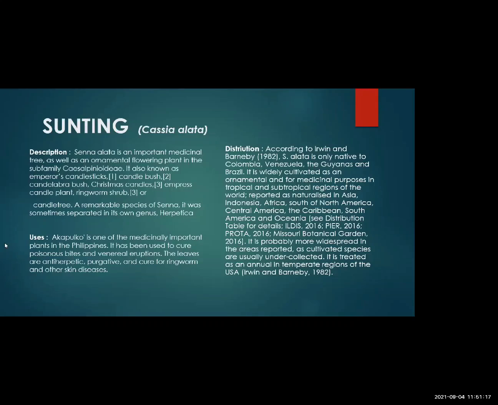Scientific name is Cassia alata. Actually, Cassia alata is a synonym of Senna alata. Senna alata is an important medicinal tree as well as an ornamental flowering plant in the subfamily Caesalpinioideae. It is also known as emperor's candlestick, candlebush, candelabra bush, Christmas candles, emperor's candle plant, and ringworm shrub.